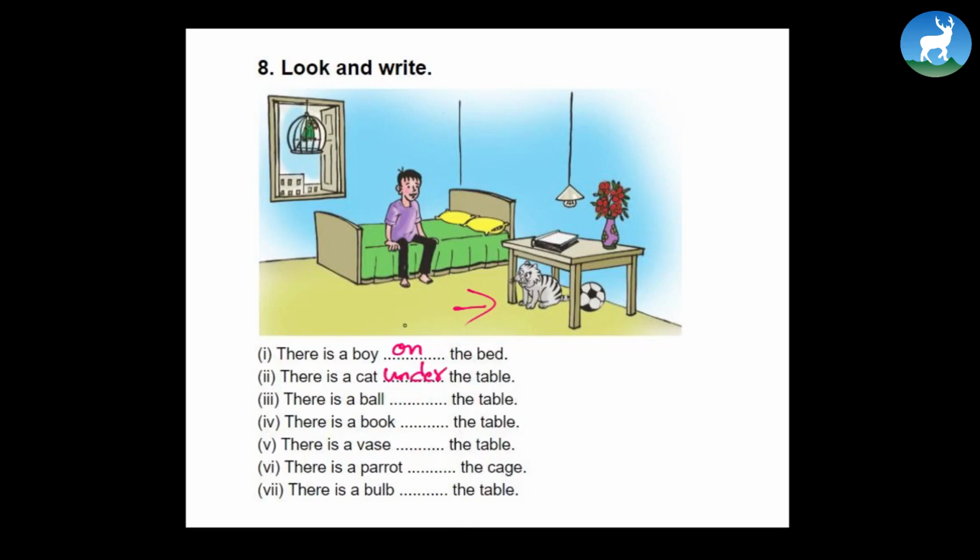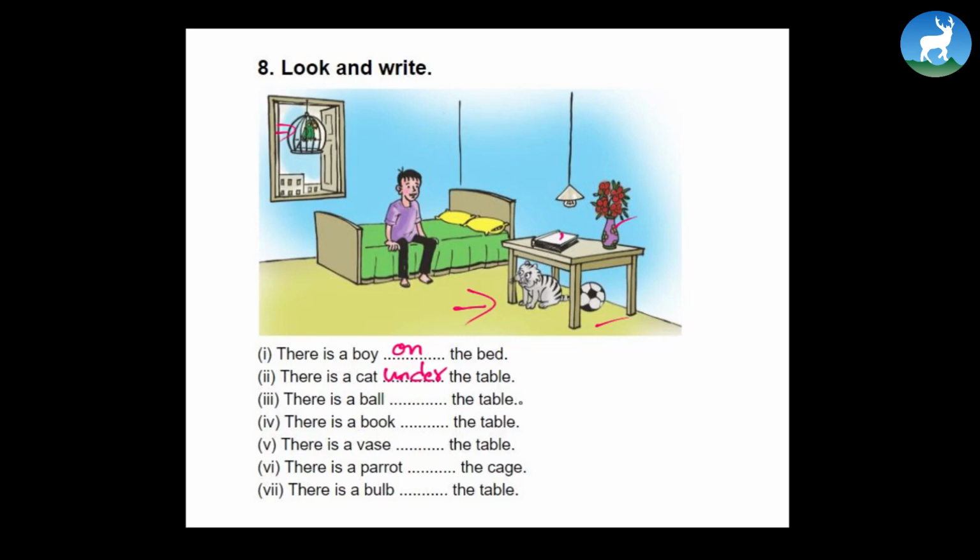Similarly, there's a ball. See, here's the ball. There's a book. There you go. There's a vase. There you go. There's a parrot. Oh, here's the parrot. I almost didn't see it. Okay, and there's a ball. Just describe its location. Where is it? On the table. All right. Or is it over? Or is it inside? So see, this is how you can do this particular exercise. Very interesting if you ask me.